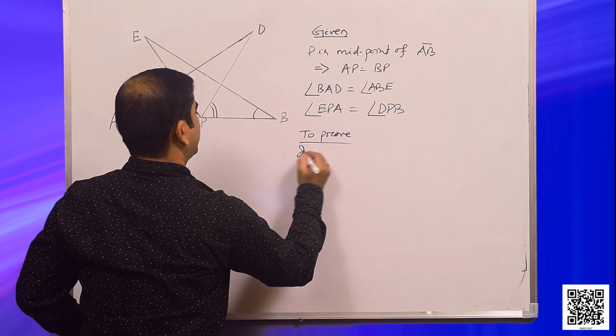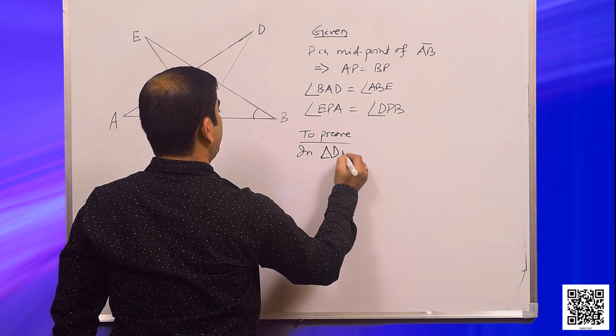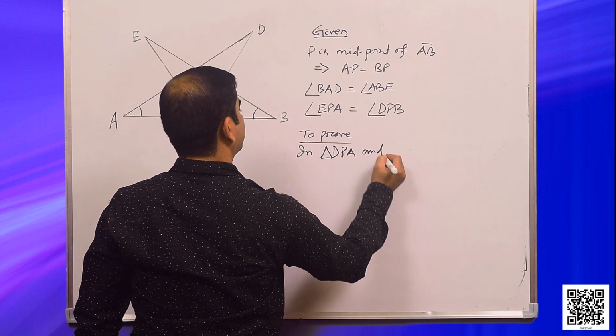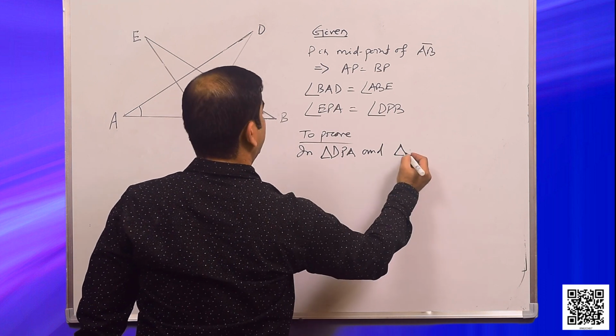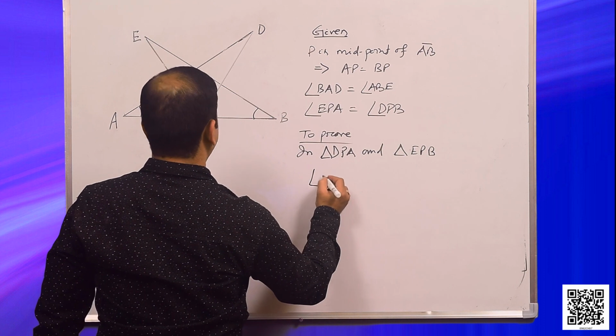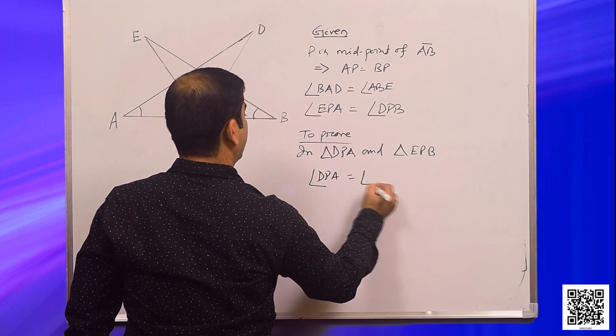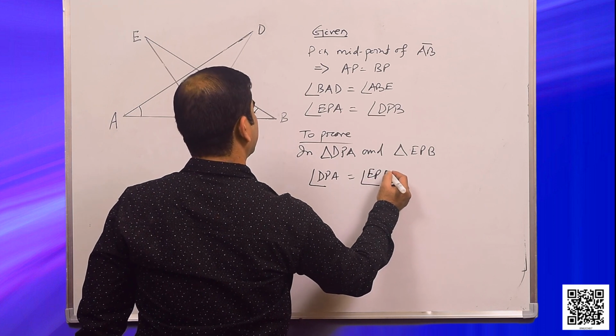So, in triangle DPA and triangle EPB, angle DPA is equal to angle EPB, we have proved it.